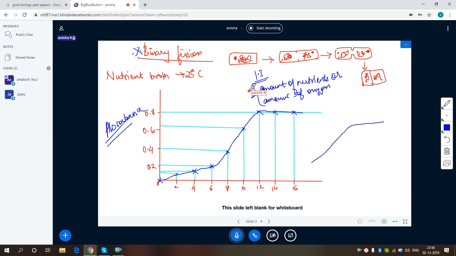Okay, moving to the second question. A type of bacteria was found to have a mean division time of 45 minutes at 20 degrees Celsius. If one of these bacteria was given the same conditions, how many bacteria would be there in the population after 9 hours? Give your answer in standard form.